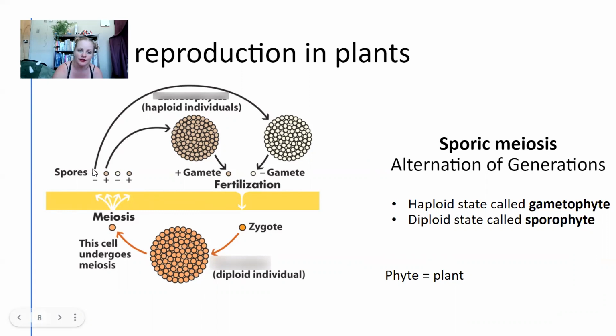The spores are going to undergo mitosis to make multicellular individuals. Those multicellular individuals are going to have specialized cells that make gametes. Gametes are going to find each other. Fertilization is going to make a zygote. So there are some details in there, but there we got our meiosis and fertilization, and we got gametes and zygote.